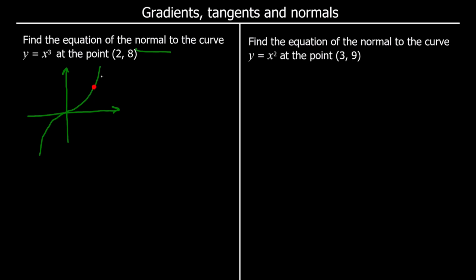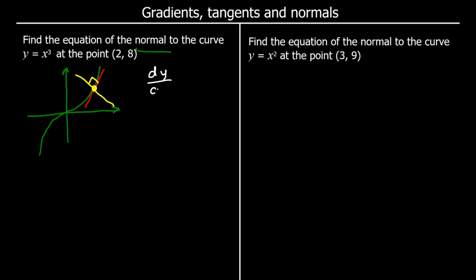So the tangent has got the same gradient. So this would be the tangent. The normal is perpendicular, so it's at a 90-degree angle. To find the equation of this line, we find the gradient of the tangent, the gradient of the curve at that point, and then do the negative reciprocal, flip and a minus, to find the gradient of the normal.